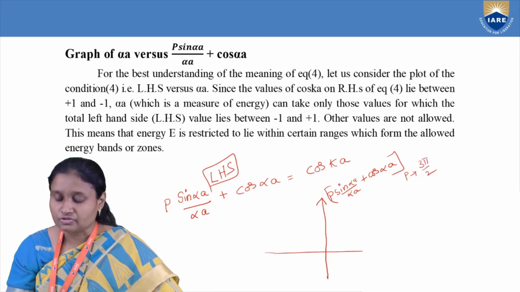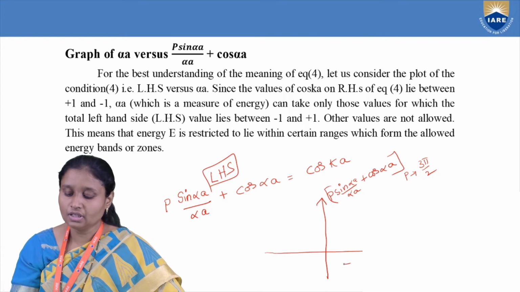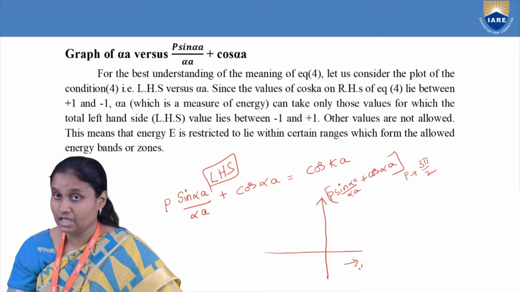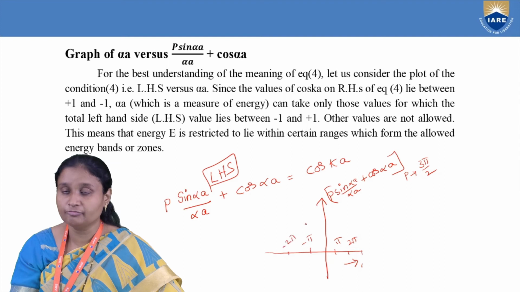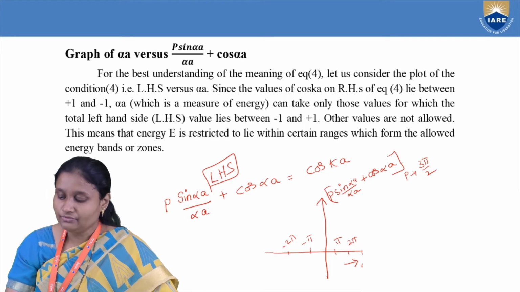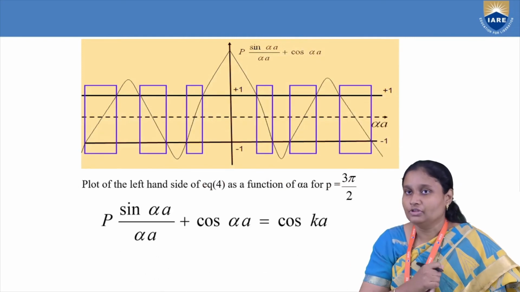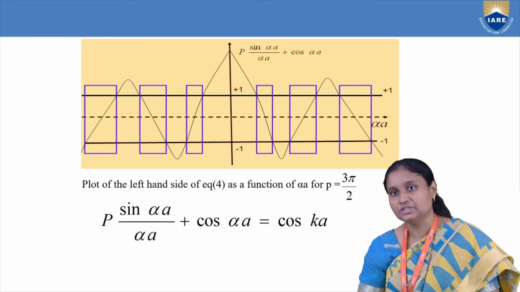So if I take different values of alpha A, here A is constant because it is the inter-ionic spacing. Alpha is variable, and we usually take multiples of pi. So we'll take pi, 2 pi, 3 pi and 4 pi and so on, and also minus pi, minus 2 pi, multiples of pi for alpha. If I substitute here taking P to be 3 pi by 2, what type of figure will we get? If I plot alpha A on the x-axis and the left-hand side of equation 4 on the y-axis, then I end up having this particular figure.